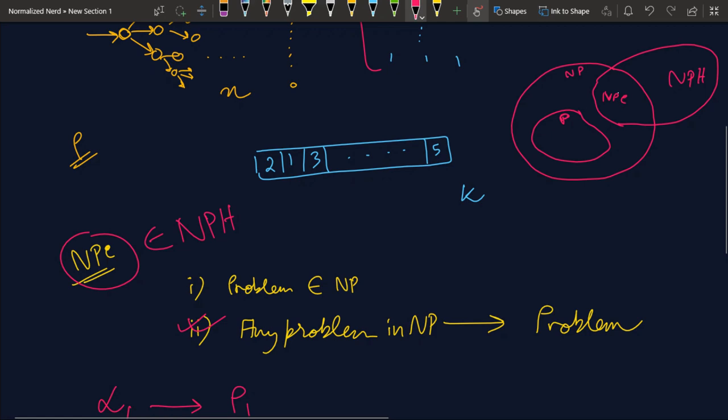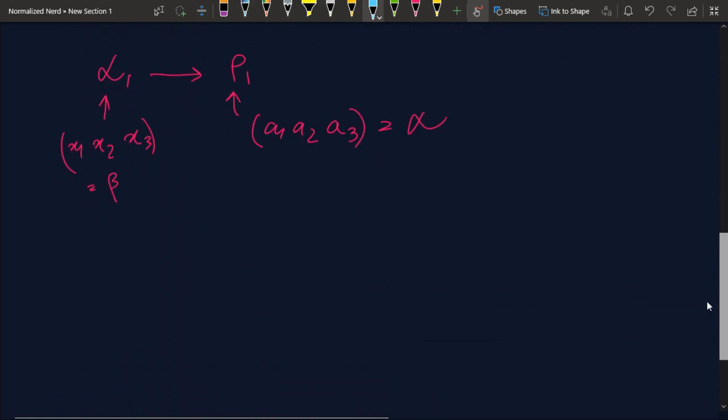So in future, what is in NP hard can actually come in NP complete. All right. So let us take an example where the problem belongs to NP hard, but it doesn't belong to NP. Okay. So a beautiful example should be the traveling salesman problem. So let me simplify it for you.